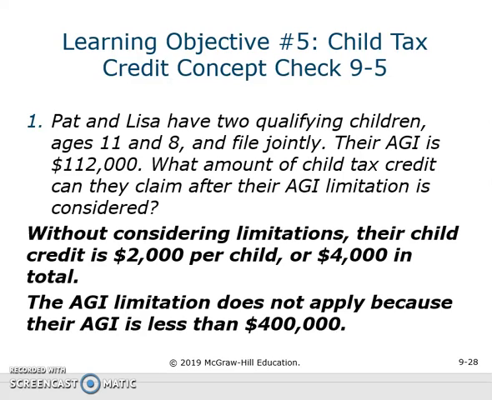So let's take a look at an example. Pat and Lisa have two qualifying children, age 11 and 8, and file jointly. Their AGI is $112. So what amount of child tax credits can they claim after their AGI limitation is considered? Their child tax credit would be $2,000 per child, or $4,000 total. The AGI limitation does not apply since they're married filing jointly, and their AGI is less than $400,000.